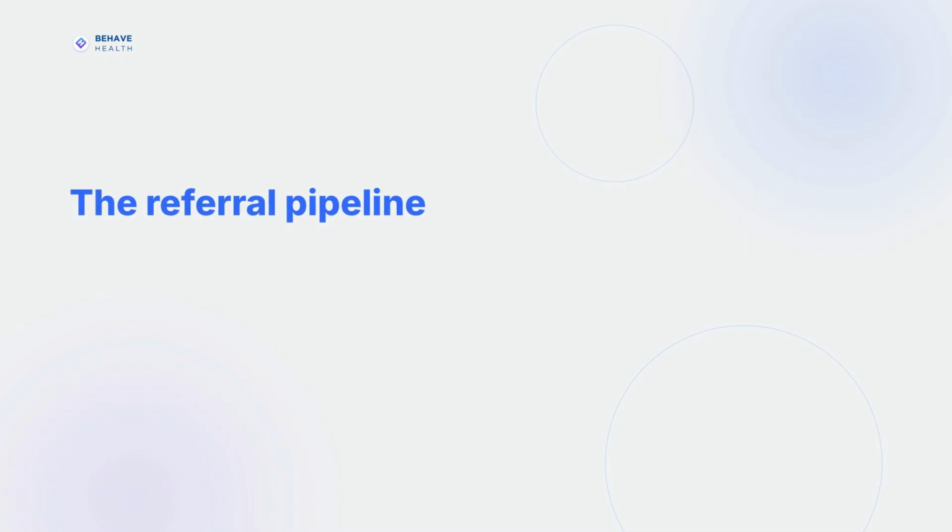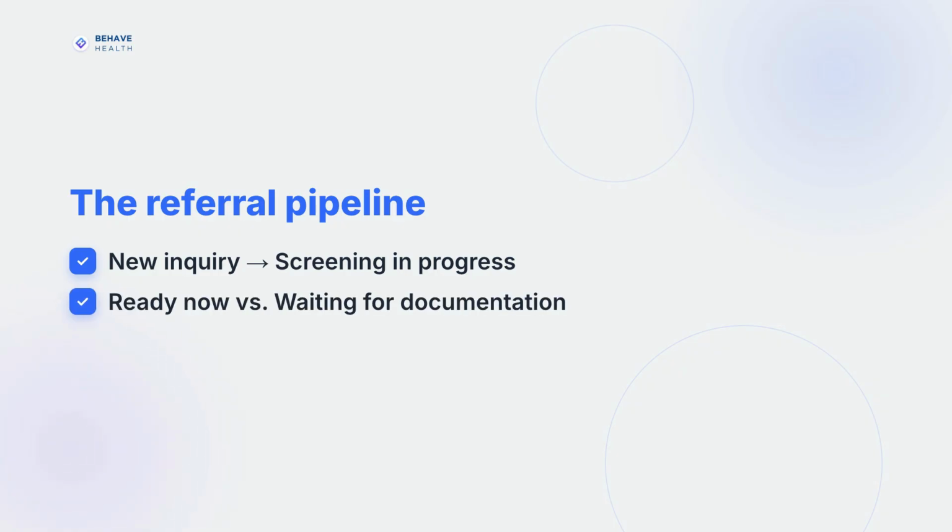On the referral side, most teams need a parallel set of statuses that move a prospect from first contact toward admission. Every referral starts as a new inquiry, then moves to screening in progress as the team works it. Ready now means the person can be placed. Waiting for documentation means a specific item is still outstanding. Waitlisted holds qualified prospects, and not a fit closes the loop cleanly, so the pipeline stays honest.